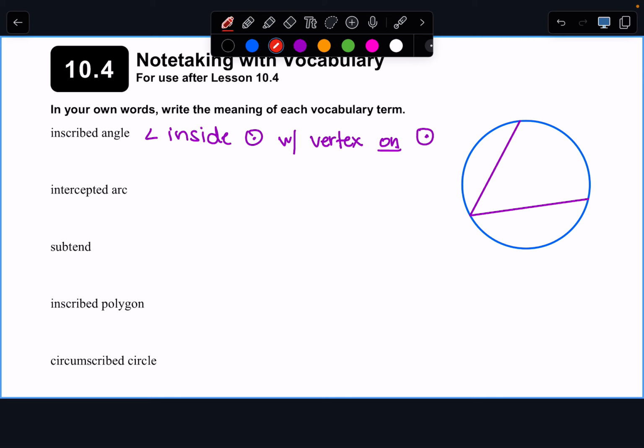Its measurement will always be half of the intercepted arc. So if this angle is 40, what is this arc? Oh, wait, I was 20. Yep. The arc is double, the angle is half.